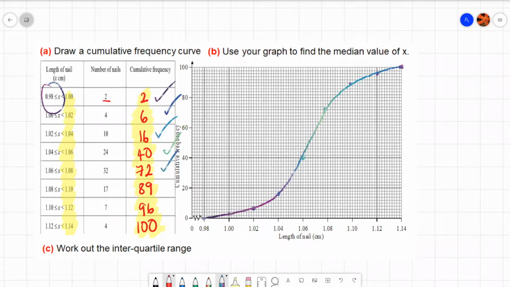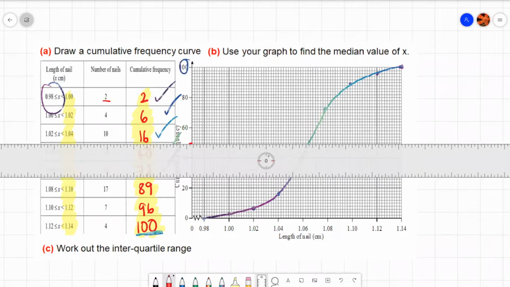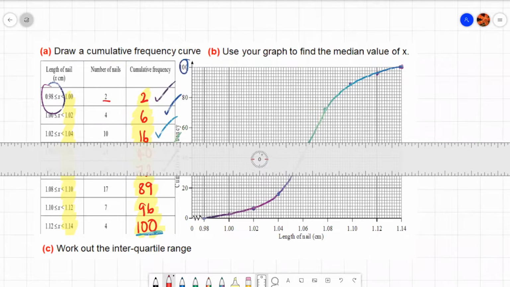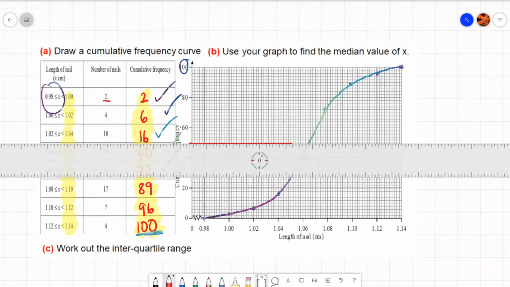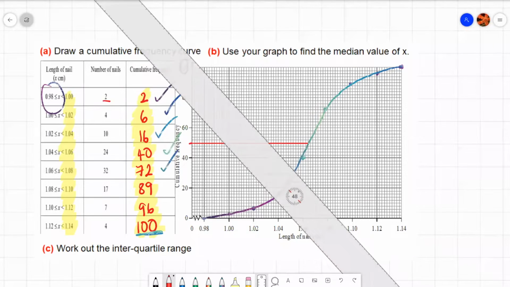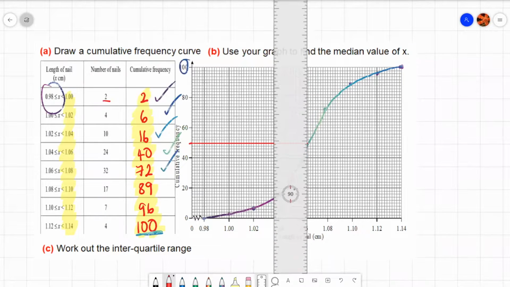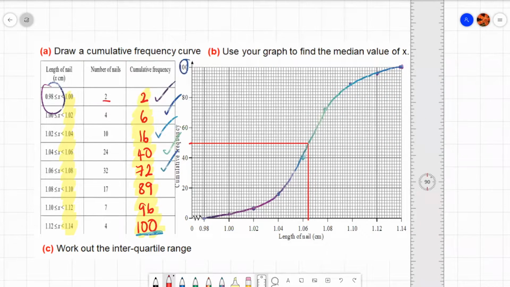So it's the middle number, isn't it? Your graph goes up to 100, your final number is 100. So half of 100 is 50. So let's go 50. That's 40, 42, 44, 46, 48, 50. I'm going to get my ruler, and I'm going to go all the way to my graph if I can. Okay, then I'm going to go all the way down. I think I could say that's actually on the graph there. There you are.